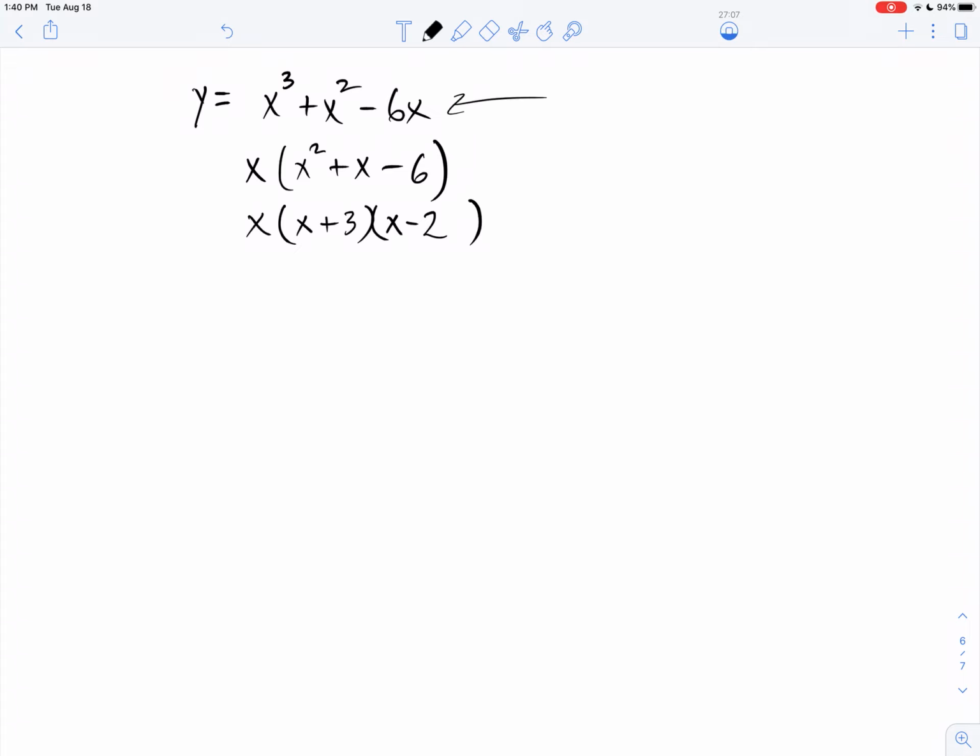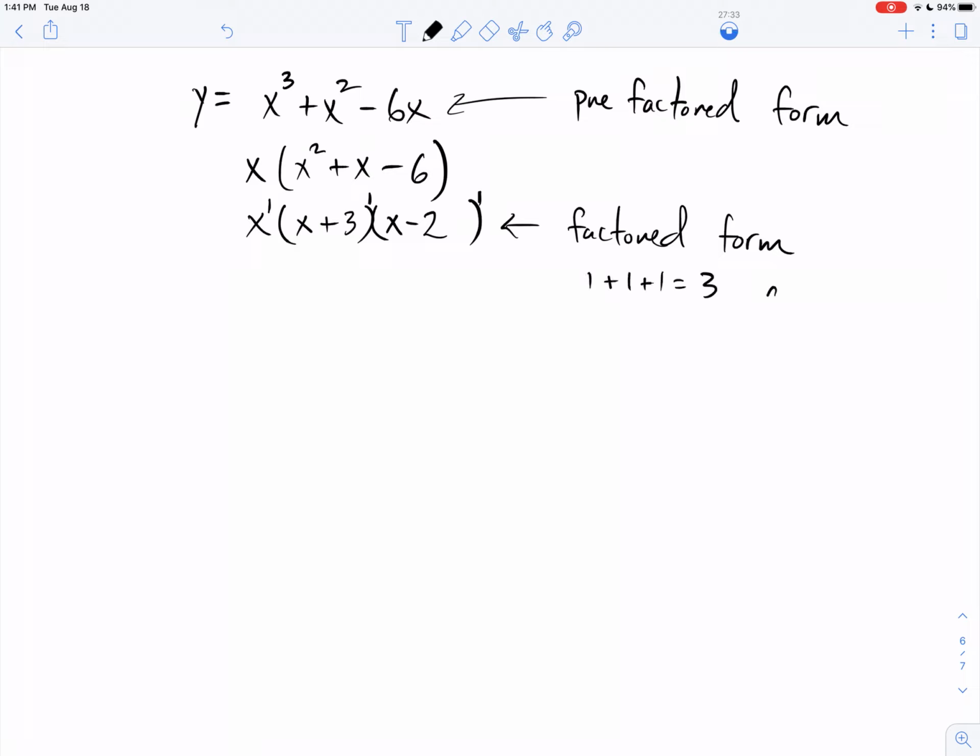Now, here we go. This right here is called pre-factored form, because I didn't factor it yet. This is factored form. I already showed you that if I drew in the ones and I add them all up, 1 plus 1 plus 1 equals 3, this thing would be degree 3. If something is already factored, that's how we find its degree.